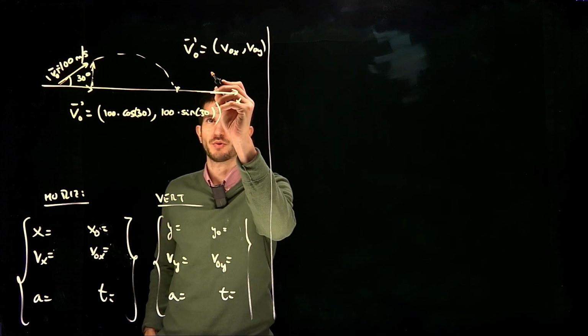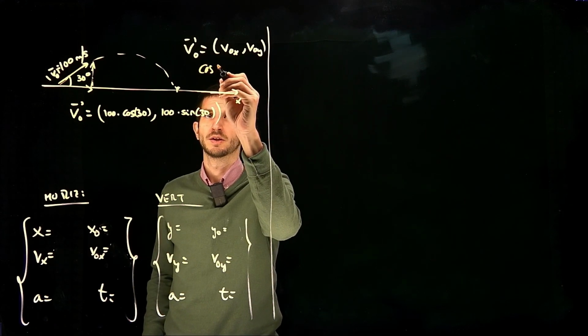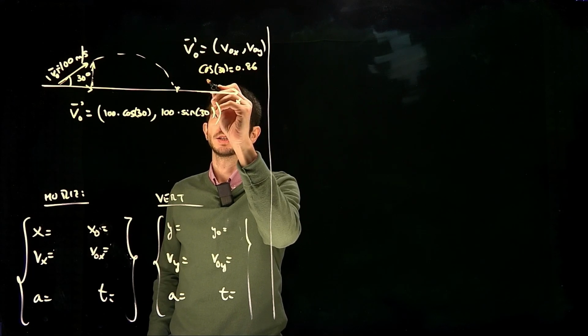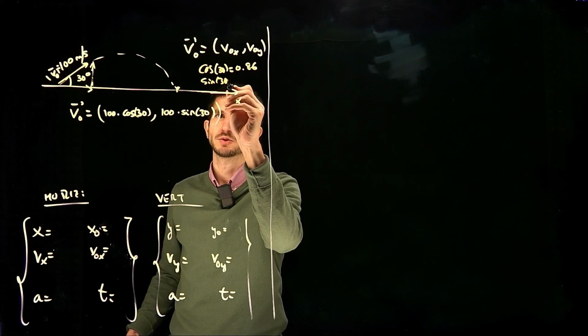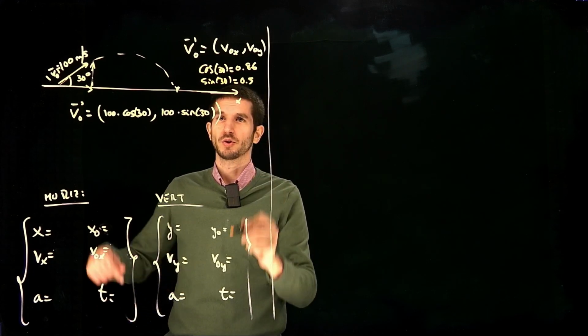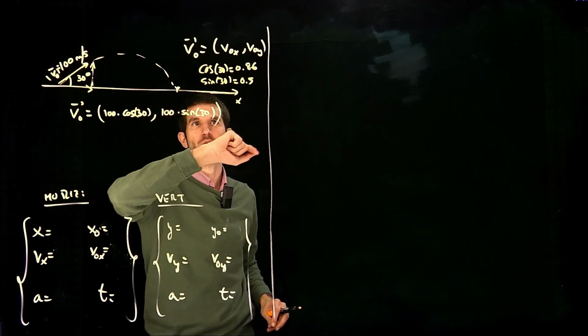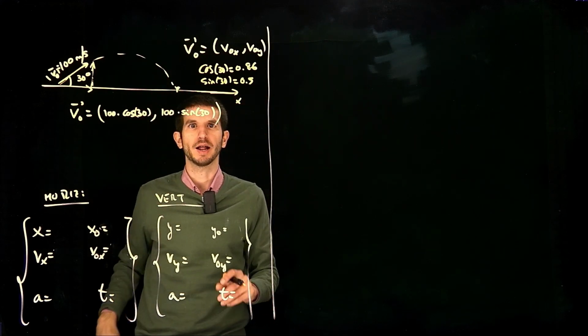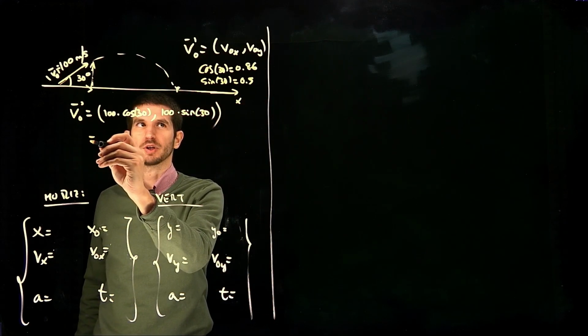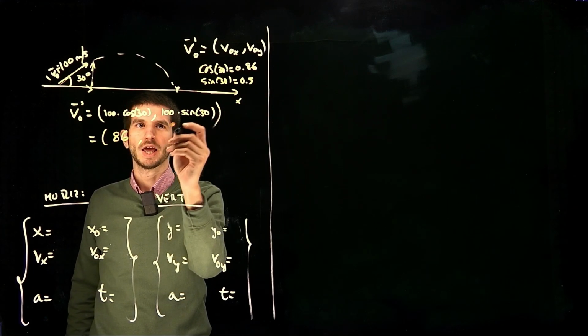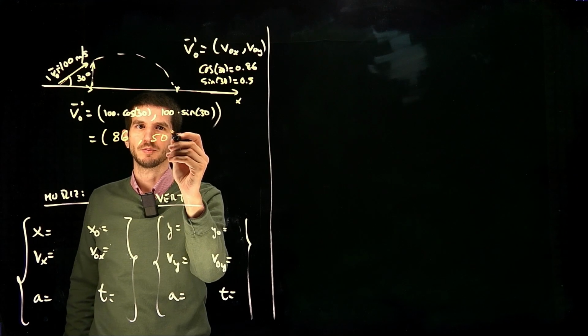So cosine of 30 is about 0.86. The sine of 30 is 1/2, so 0.5. The cosine of 60, which is the complementary, is just the opposite: sine is going to be 0.86, cosine is going to be 1/2. So then we can just write 100 times 0.86 is going to be 86 meters per second, and this is going to be just simply 50 meters per second.